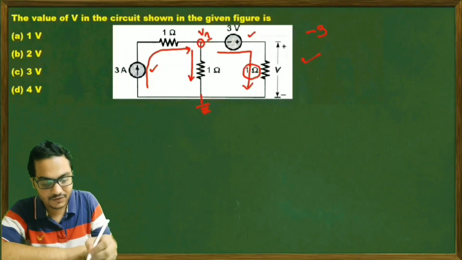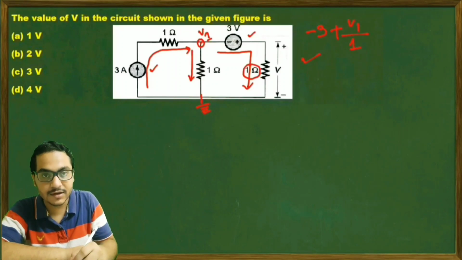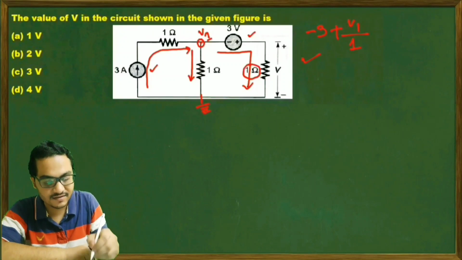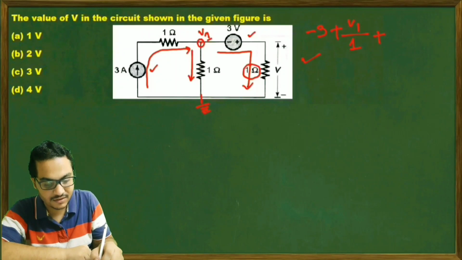Now let's apply KCL. Plus V1 by 1, that is the current equal to the net voltage divided by net resistance. So V1 by 1 plus, for this branch, V1 plus 3 volt divided by 1.